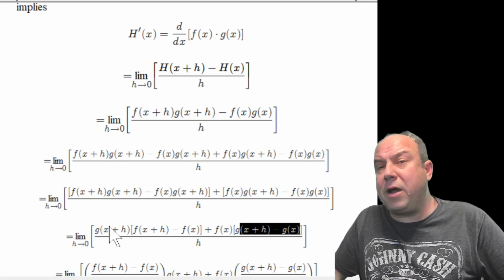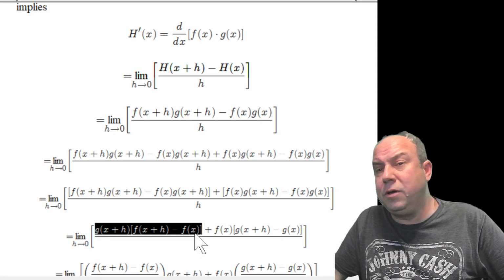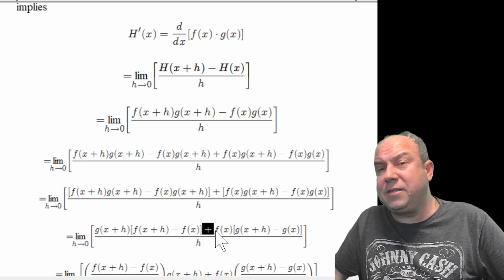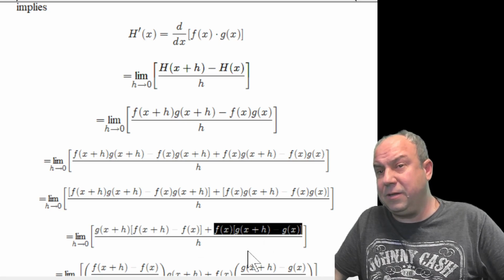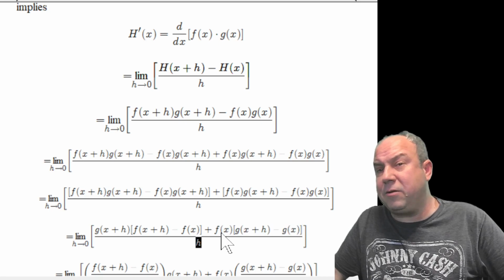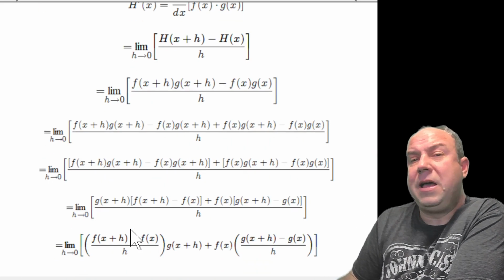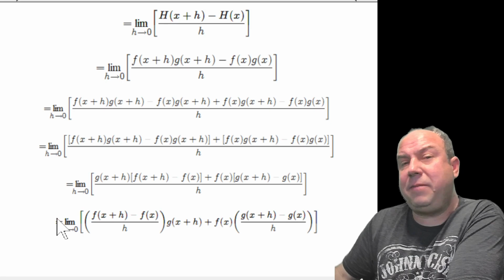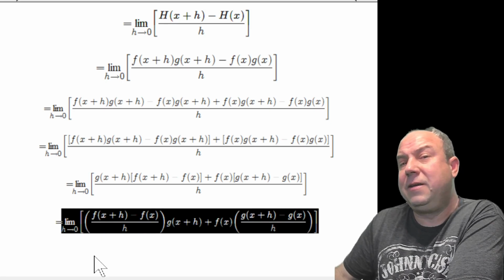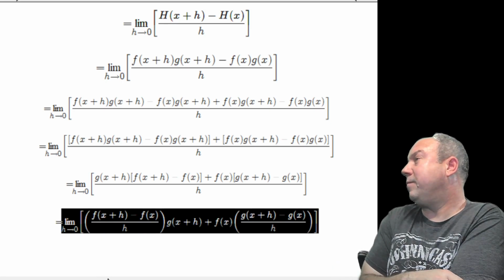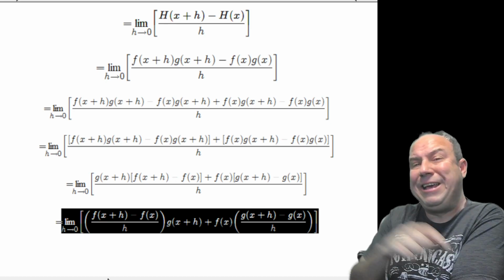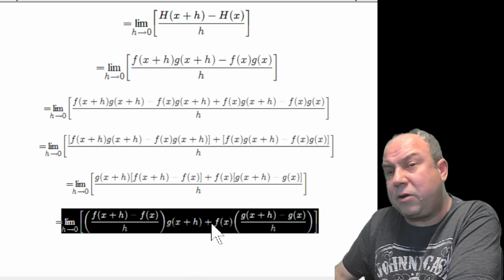Where now if I break apart these two terms separated by this addition over a common denominator of h, and I pull out those common factors of f and g, right, I can actually express that limit statement as this, where that limit, right, can be applied as such. And now it's going to distribute itself across the sum.